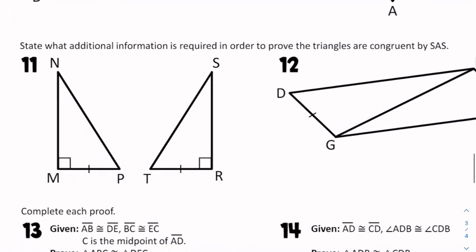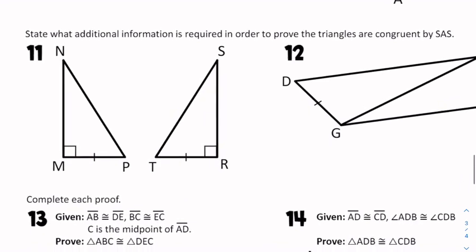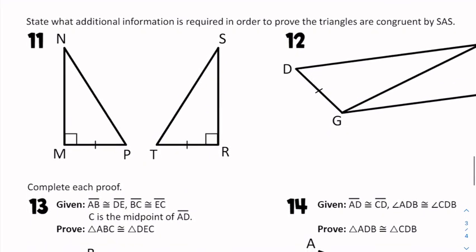Same question, only now we're talking about side, angle, side. So it looks like they have given us one side and an angle. Okay, but side, angle, side needs another side. And specifically, we need the side that is on the other side of the angle. So we have a side and an angle. We need the side next to it, which is MN.